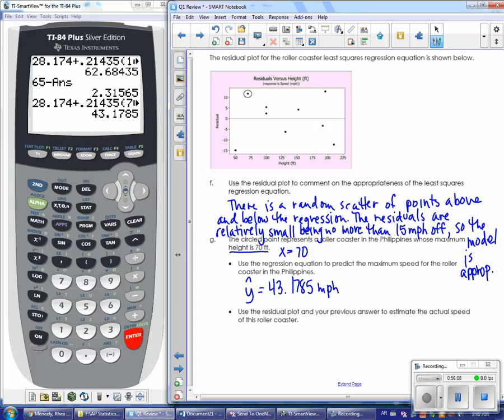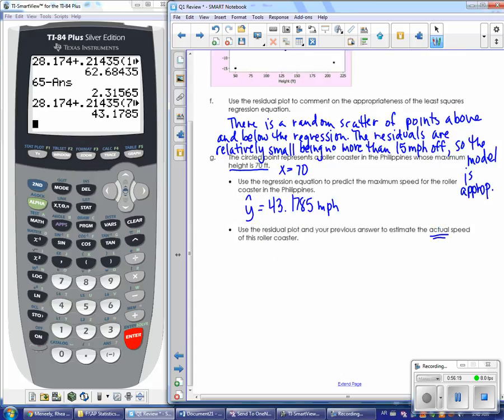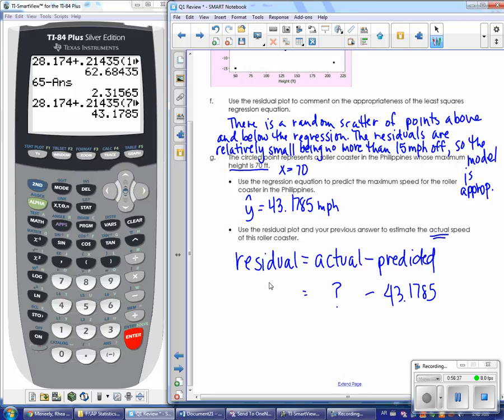So that's the prediction. And then the last bullet says to use the residual plot and the previous answer to estimate the actual speed. So we're not given the actual speed this time. So again, think about your formula for a residual. It's residual equals the actual minus the predicted or expected. All right, well, I have the predicted, 43.1785. I'm trying to find the actual.